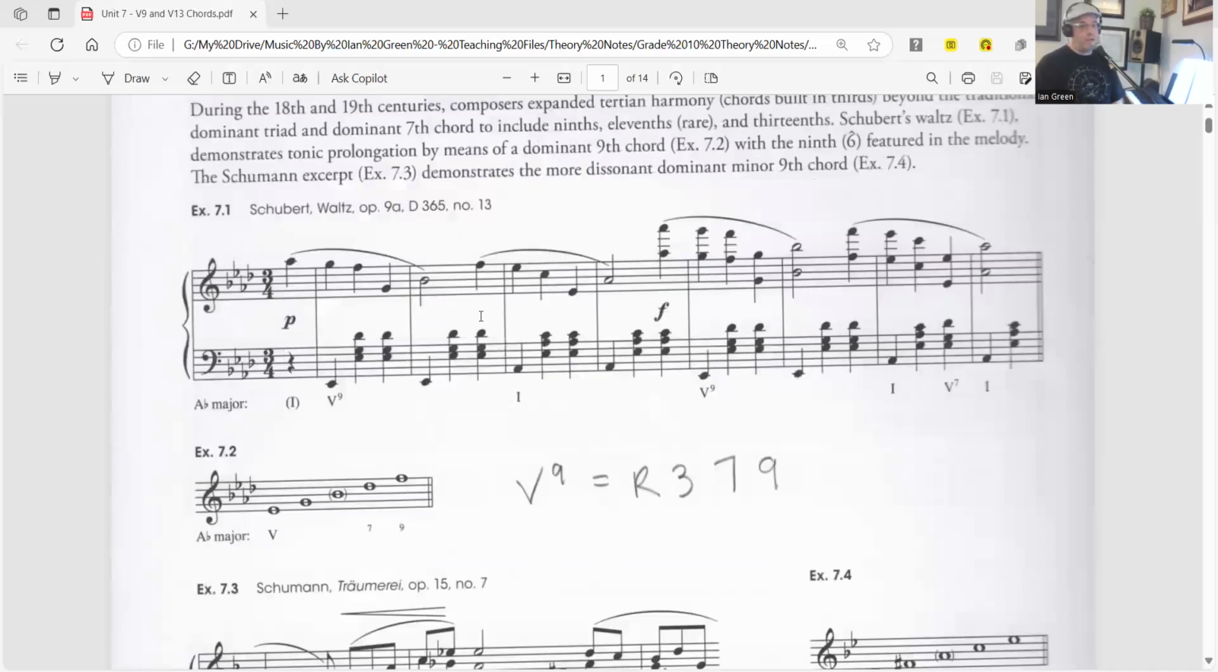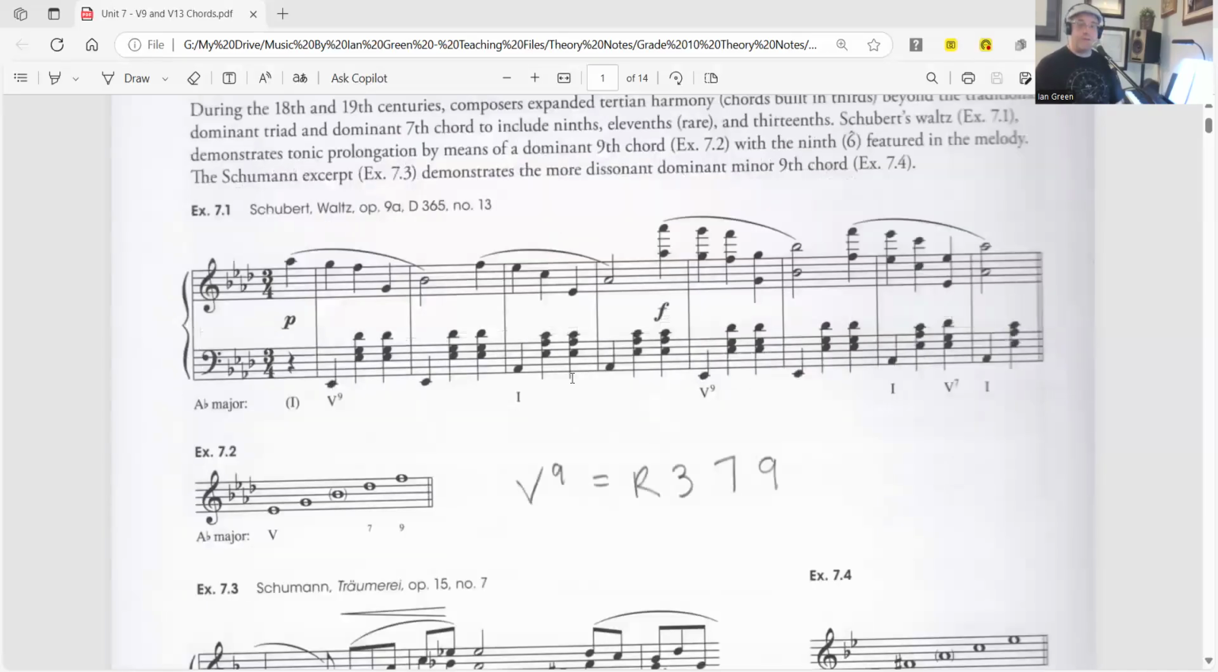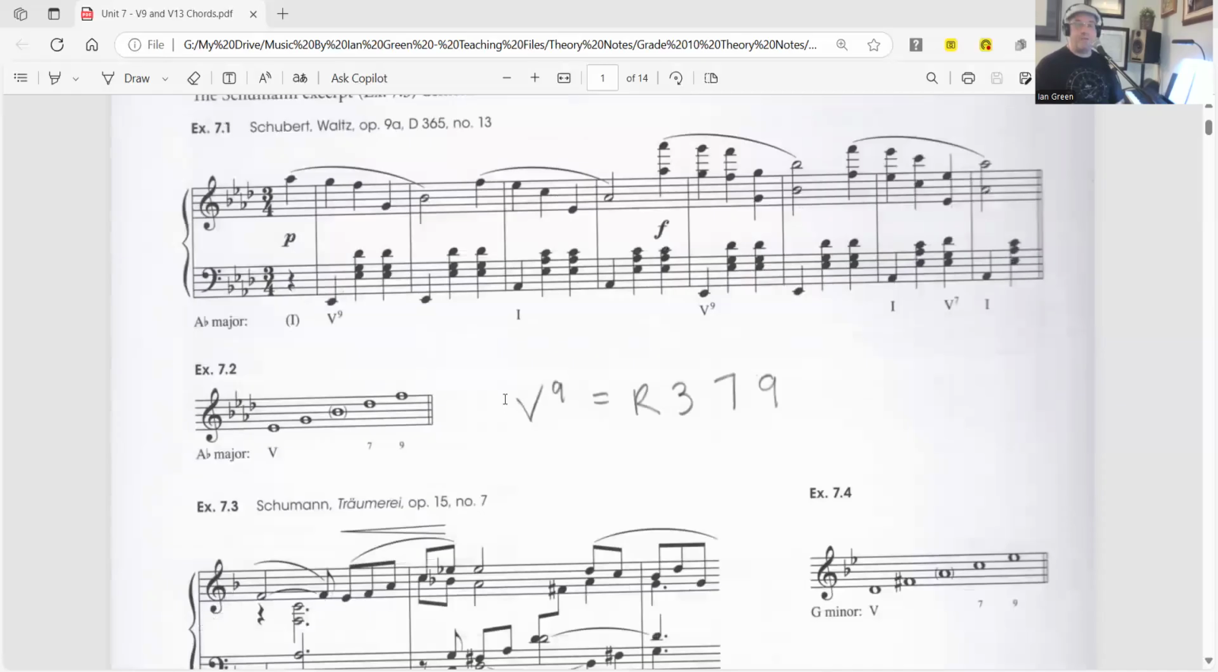What composers wanted to do, especially in the Romantic era and onwards, so from around the 1820s, maybe a little bit earlier, all the way through until present day, composers wanted to expand the sound a little bit more beyond the dominant 7th chord. The dominant 7th chord had already been established for about 100 and some odd years prior, so composers thought, hey, how can I make things different? So what composers did was they created a 4-note chord, but they added an extra sound.